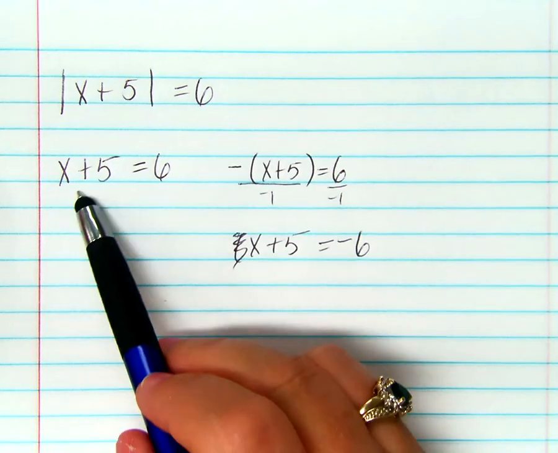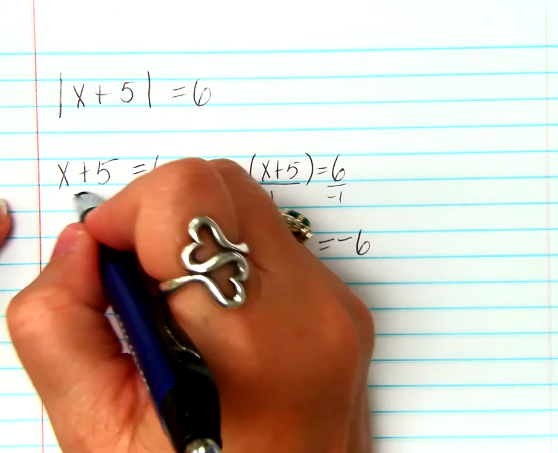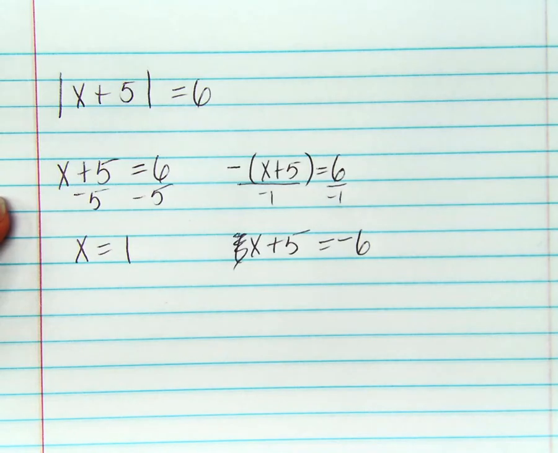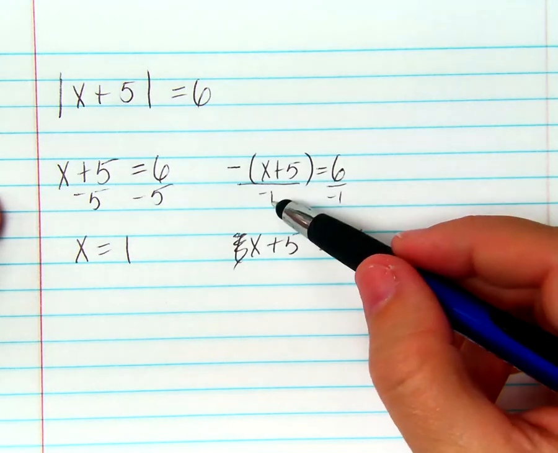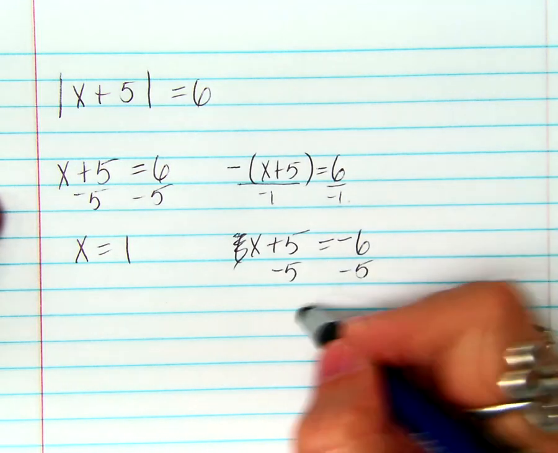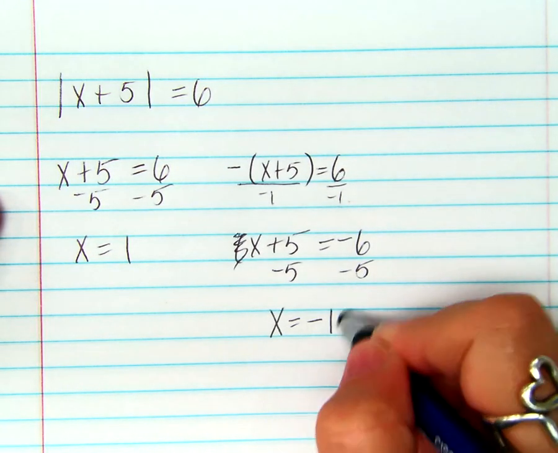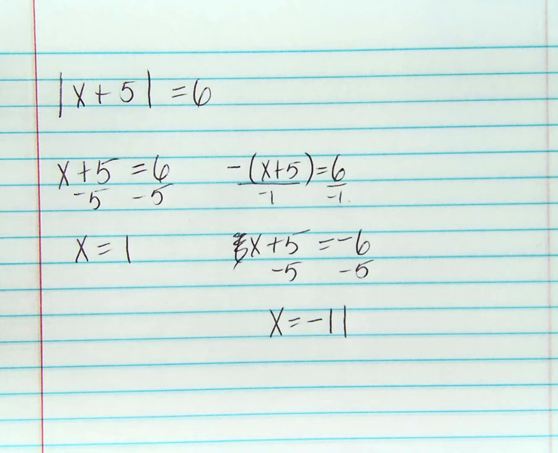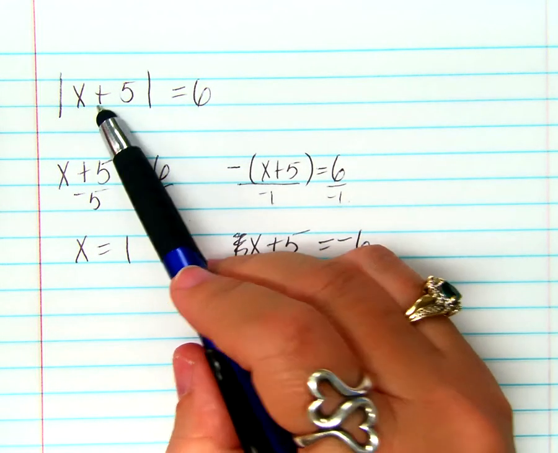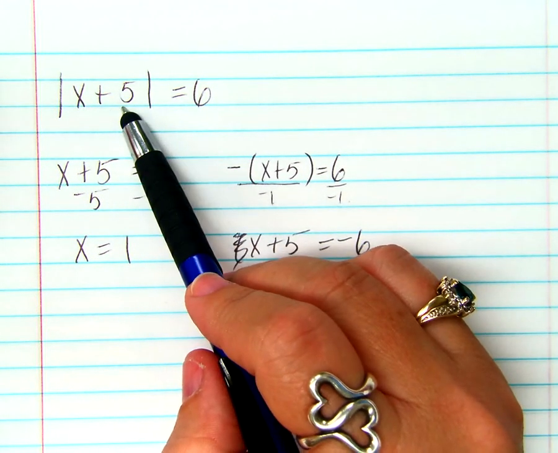Okay? So here on this first equation, I subtracted 5 from both sides and got x equals 1. And on this side, yes, I did divide both sides by -1, and then I subtracted 5 from both sides again and got x equals -11. Then before I plot it on a number line, what do I need to do? Check, right? So if x is 1, 1 plus 5, 6, good.